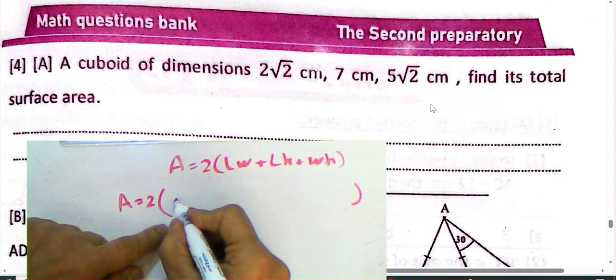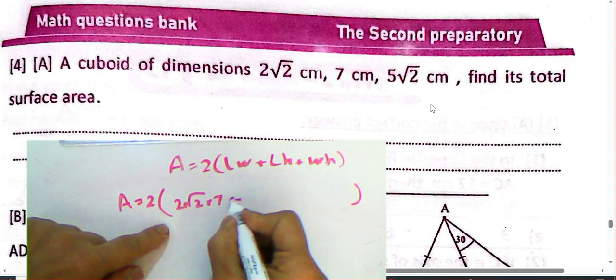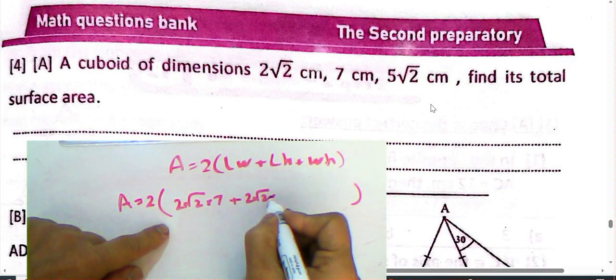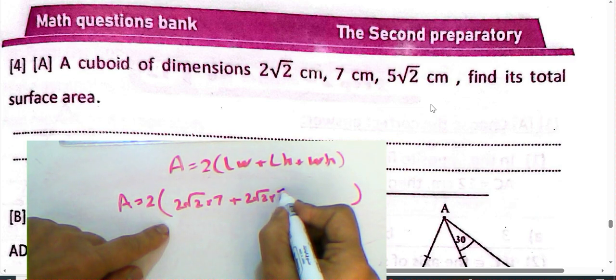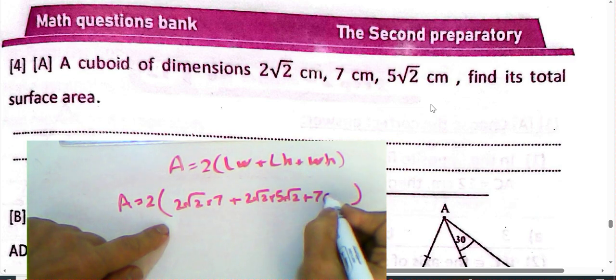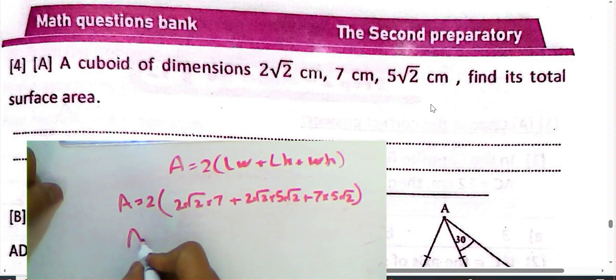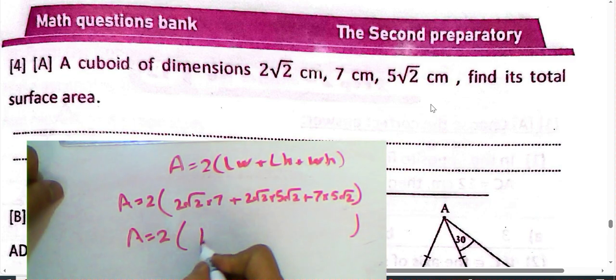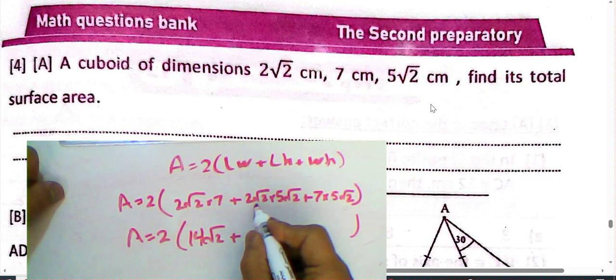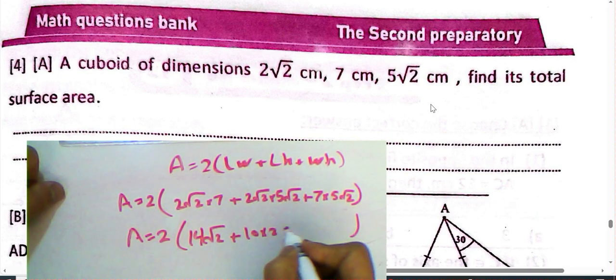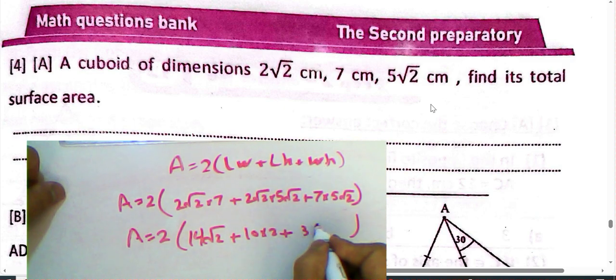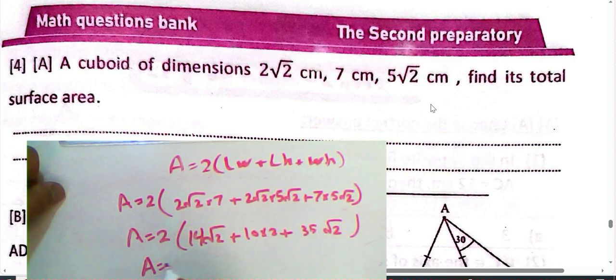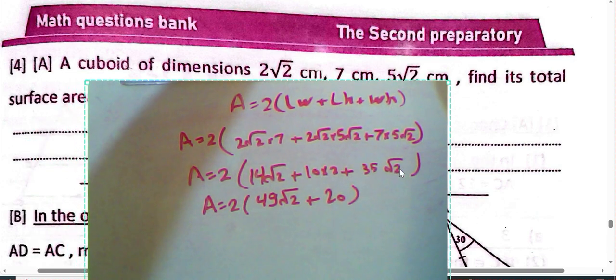Look here: length times width, 2 root 2 times 7, and 2 root 2 times 5 root 2, and 7 times 5 root 2. 2 times 7 is 14 root 2, and 2 times 5 is 10, root 2 times root 2 is 2, so 10 times 2 is 20. 5 times 7 is 35. Then we add 14 root 2 plus 35 plus 20, which gives 49 root 2 and 20.